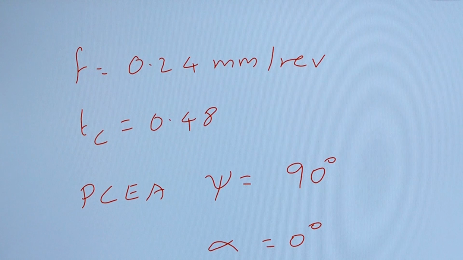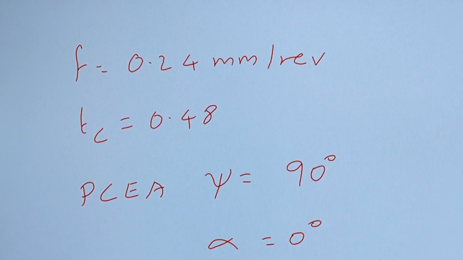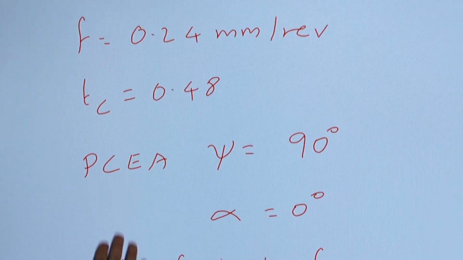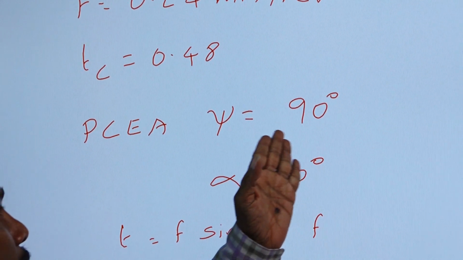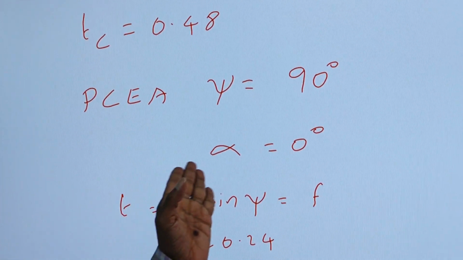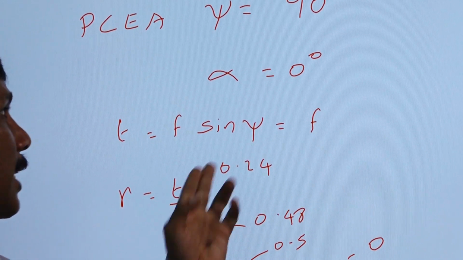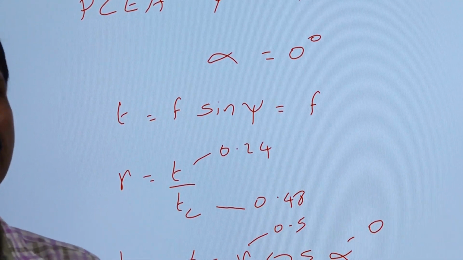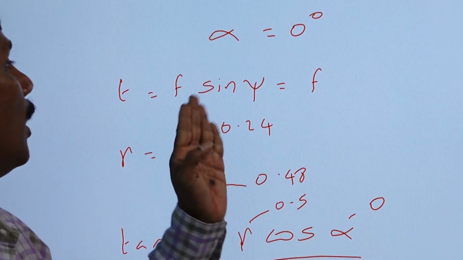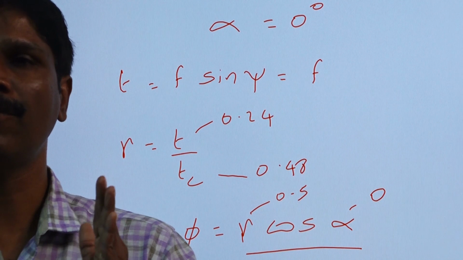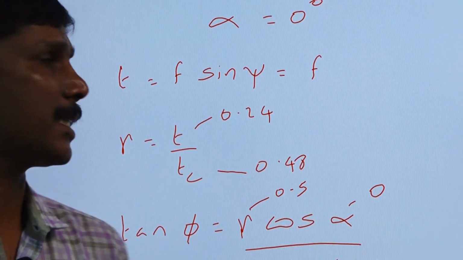Here we are having the metal cutting problem. Feed is given, it is 0.24 mm per revolution, and the chip thickness is given as 0.48. So the principal cutting edge angle is given. It is close to 90 degree, alpha equal to 0 degree. We should know that T equal to F sin psi, where psi is the principal cutting edge angle. It is 90 degree, so sin 90 equal to 1. Therefore T equal to F. Whenever T equal to F, we should remember that the principal cutting edge angle is 90 degree.